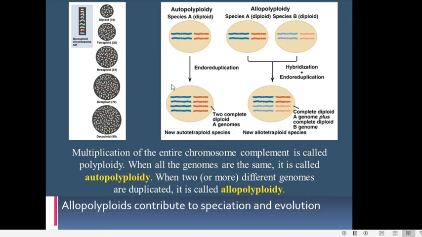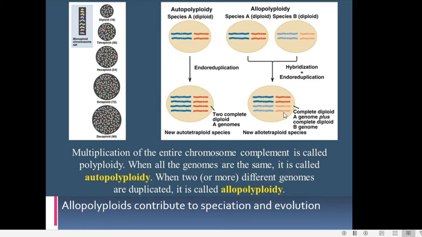Now, this can be written as A, whereas this is AABB, because this is another type of chromosome. They have been derived from different species, so that is called allopolyploidy. So the multiplication of the entire chromosome complement is polyploidy. When all the genomes are the same, it is autopolyploidy. But when two or more different genomes from different species are getting duplicated, it is called allopolyploidy.